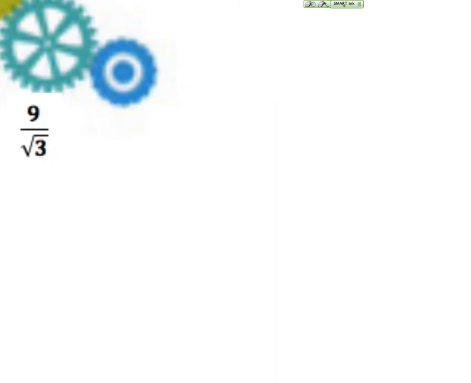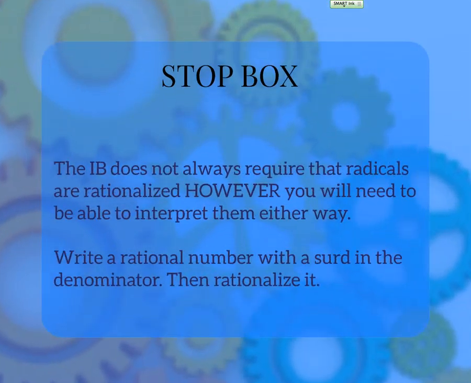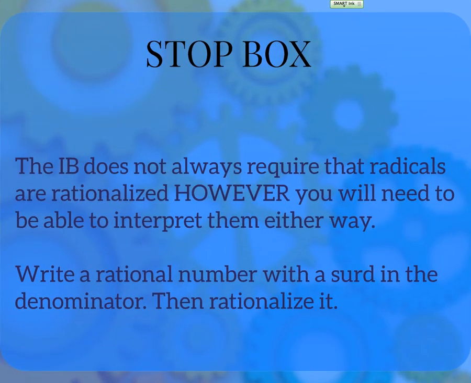So we're going to quickly go to that stop box. This is exactly what I was just talking about, how the IB gets kind of funky with that. Write yourself an example. So write something with a surd in the denominator, and then rationalize it, just so you've got that. Actually, let me think. What do I want? I don't know, this might be a good one. Or you can make up your own.